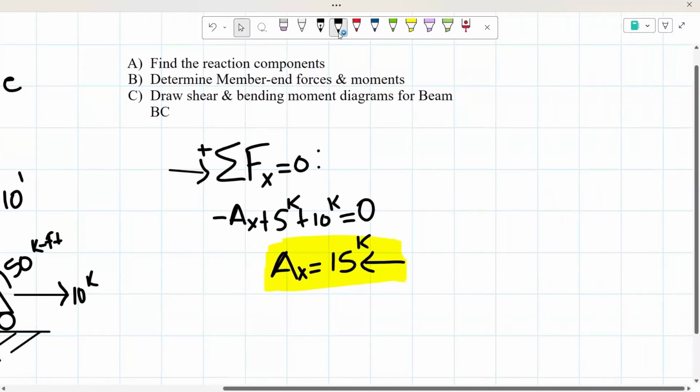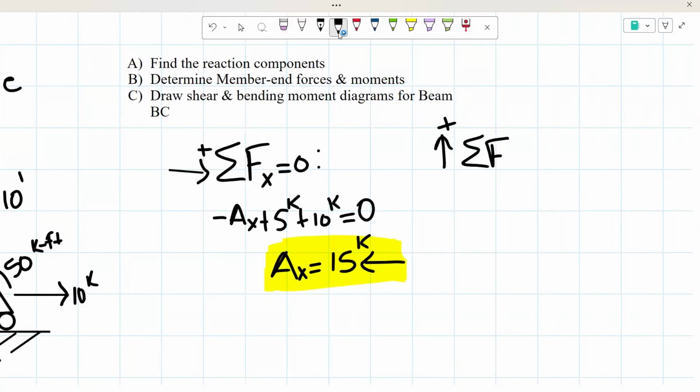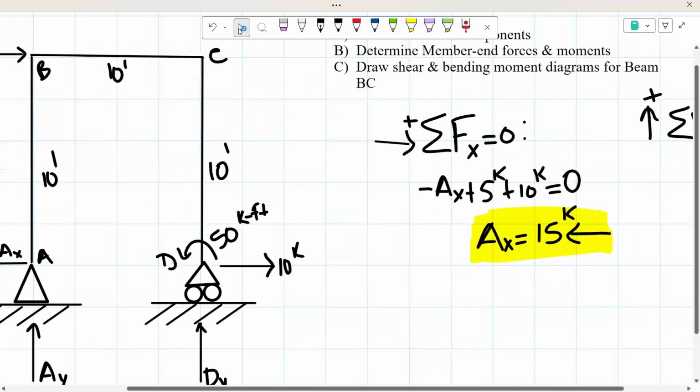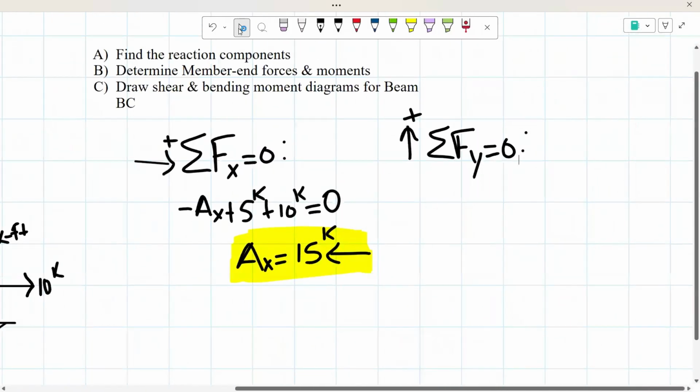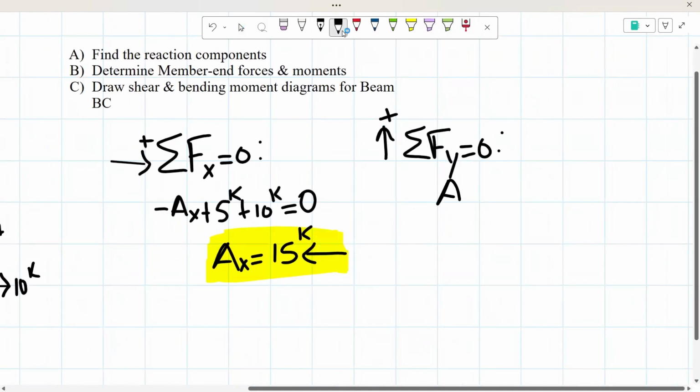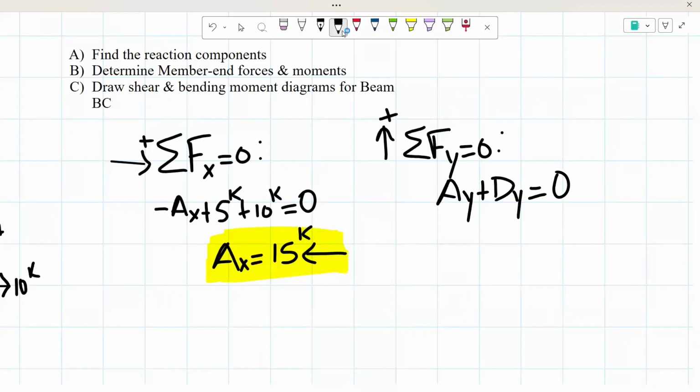So here, once again, start off with your sign convention, upwards positive, so that the sum of the forces in our y direction has to equal 0. Then we assume that both AY and DY are going upwards. Upwards is positive, so let's write that out. We have AY plus DY has to equal 0. In this case, we could rewrite this as A sub y is equal to negative D sub y, or D sub y is equal to negative A sub y.